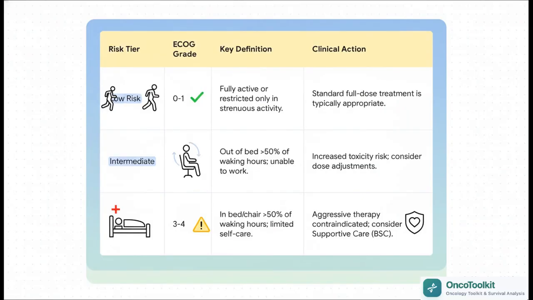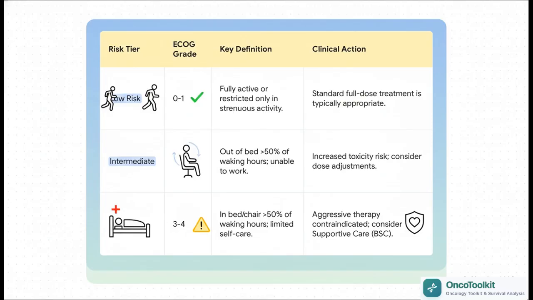All right, let's break this down into really actionable tiers. First up, you've got the low-risk tier. We're talking grades 0 and 1. These are patients who are largely active, and for them, standard full-dose treatment is usually the right call. Now, the really critical cutoff is ECOG 2. That puts the patient in the intermediate tier. Here, they're ambulatory for more than half the day, but they can't work. That's a huge signal for us. It means increased toxicity risk, and we should start thinking about dose adjustments.